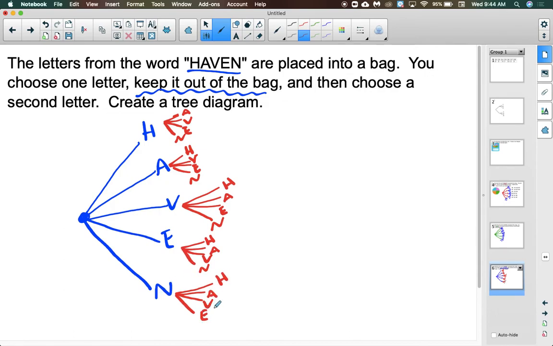So this is a different type of tree diagram where that first outcome has something happen so that it's not possible to get picked in the second step of the problem. So this is just a little bit different. I wanted you to see one like this as well.